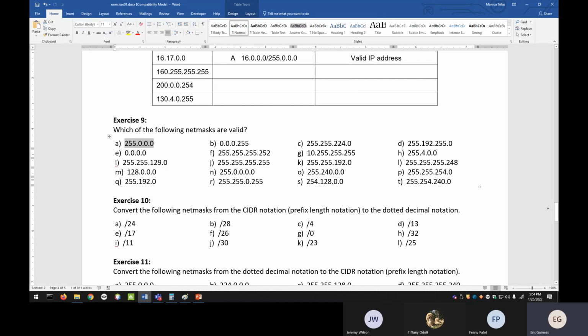Is this, the second one, a valid mask? No. Because here we have a series of 0s, then a series of 1s. No. It has to be a series of 1s, then a series of 0s. Is this a valid network mask?